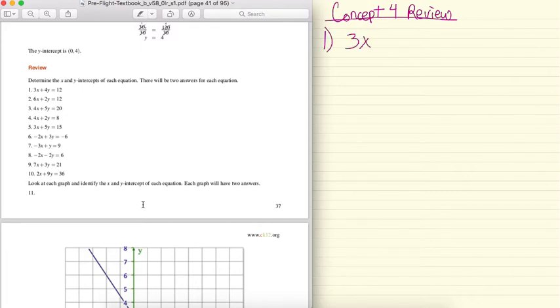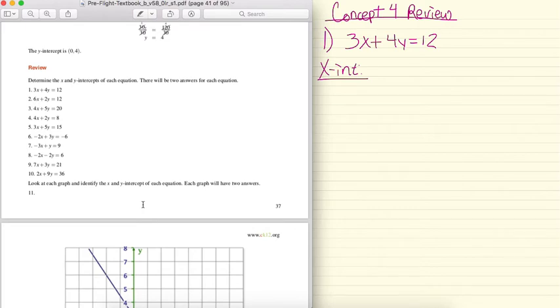We have 3x plus 4y equals 12. First, we want to find the x-intercept. So I'm going to label this. When you're doing this, you should always be labeling your work so you know what it is that you're actually calculating within your work. And then it's a little bit easier to look back on and navigate.